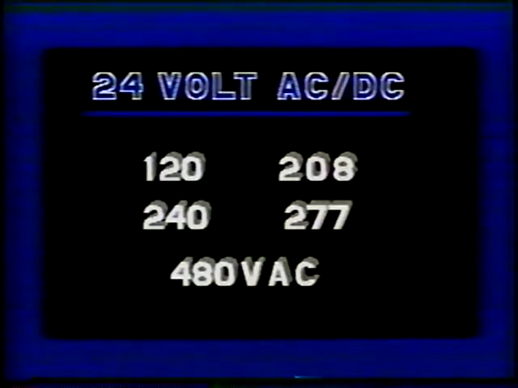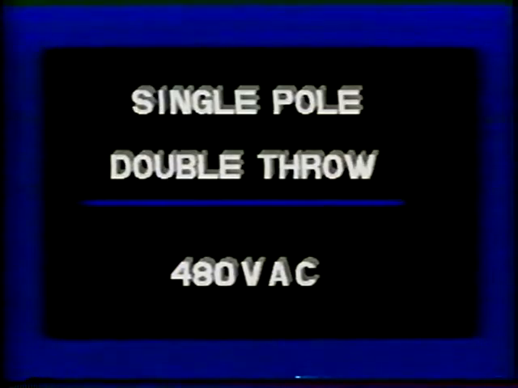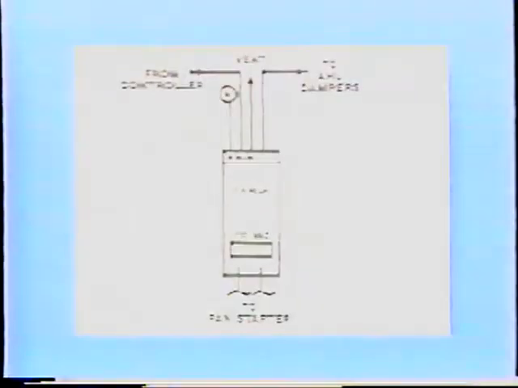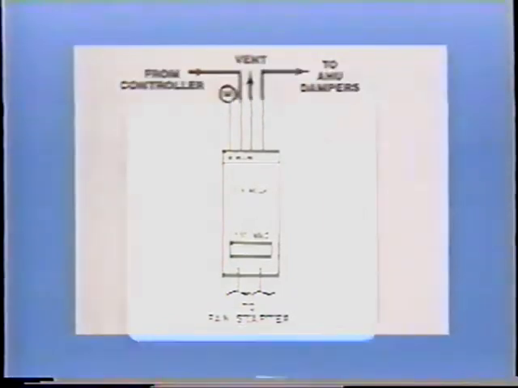Models are available in 24 volts AC or DC, 120, 208, 240, 277, and 480 volts AC, and are available in both single-pole double-throw and double-pole double-throw models. Shown here is an application of the single-pole double-throw model EP relay. In this application, the EP relay is being controlled by the auxiliary contacts on the fan starter in an air handling system. When the fan starts, the EP relay is energized.